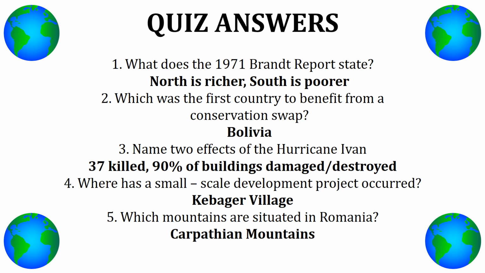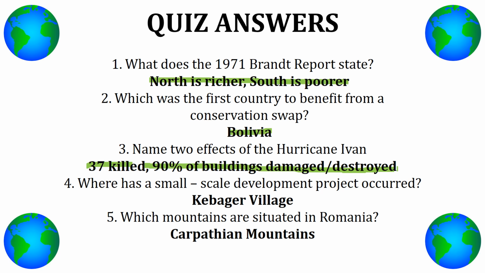So the quiz answers. What does the 1971 Brandt Report state? It states that the northern part of the world is richer and the southern part of the world is poorer. What was the first country to benefit from a conservation swap? Bolivia. Name 2 effects of Hurricane Ivan. 37 were killed and 90% of the buildings were damaged or destroyed. There are other effects, but these are just two examples.